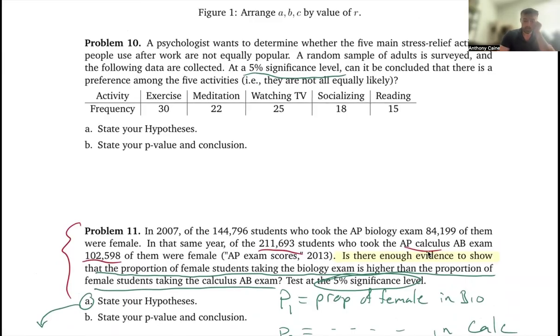Okay, so can it be concluded? So just like over here, how there was that little jingle, is there enough evidence to show? The other little jingle, that's the signal that we're about to look at the alternate hypothesis, is can it be concluded? Okay, can what be concluded? Can it be concluded that there's a preference among the five activities, i.e. that they are not all equally likely? So H1 is that not all activities are equally likely.